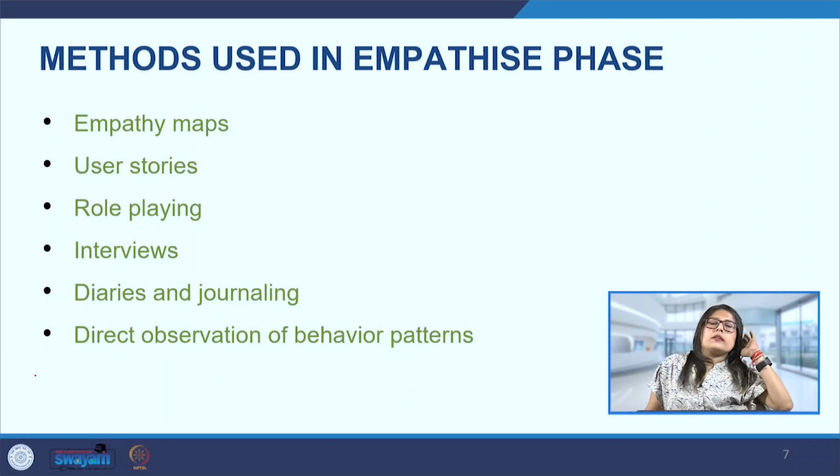So now let us see some of the methods that are used in the empathize phase. Empathy maps are visual tools which are used to capture insights about the users by illustrating what they say, think, feel, and do. We have seen an example of it already earlier.